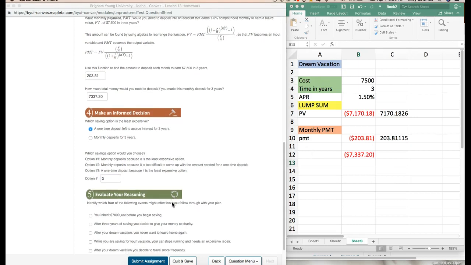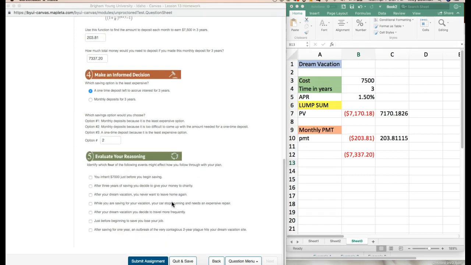All right, and our last one, identify which 4 of the following events might affect how you follow through with your plan. So we're looking at the 4 events and follow through. Okay, the first one, you inherit $7,000 just before you begin saving. If I had that $7,000, I could just put it in a lump sum, and so that would affect my follow through. The next one, after 3 years of savings, you decide to give your money to charity. This does not affect my follow through of saving and either doing a monthly or a lump sum, so that doesn't affect the follow through.